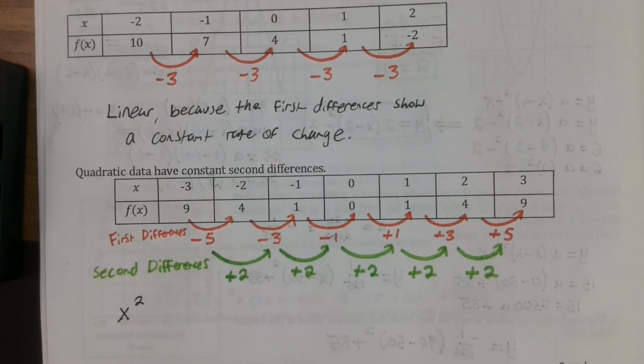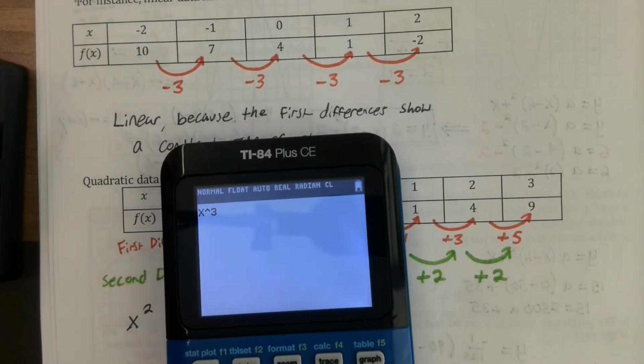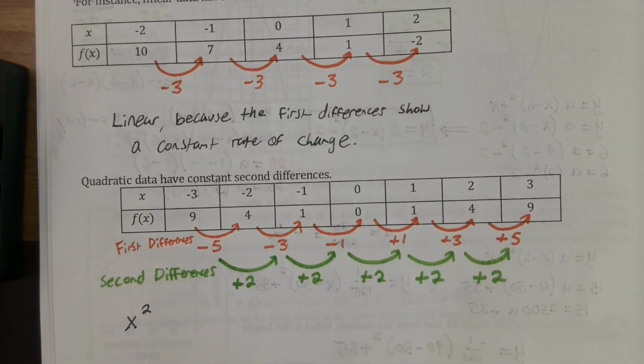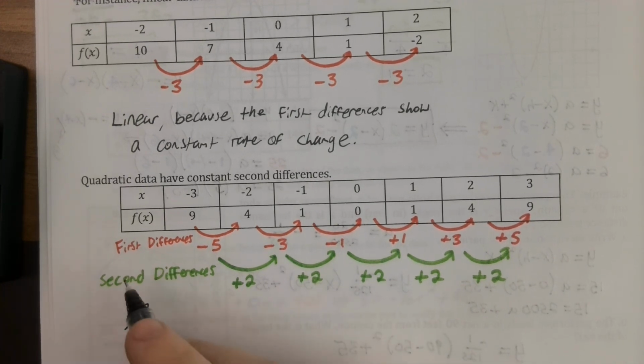Of course, there are other rules for other things too. If you wanted to find the differences for something like an x cubed, then we could say, okay, it's going to involve us finding the third differences. Or you could find the fourth differences or the fifth differences. It all depends on what type of exponent you're finding. Since we're trying to find a quadratic or x squared, second differences should be constant.